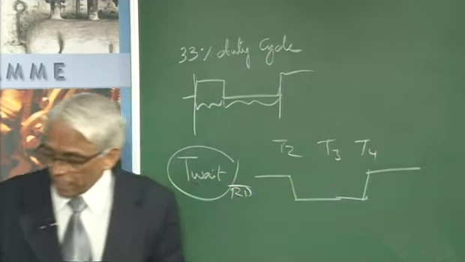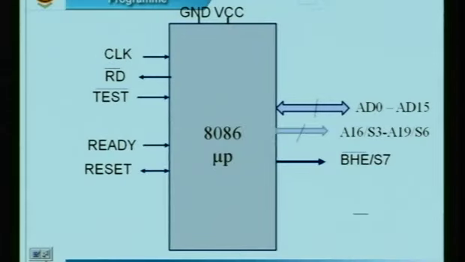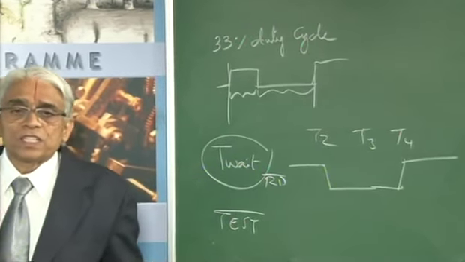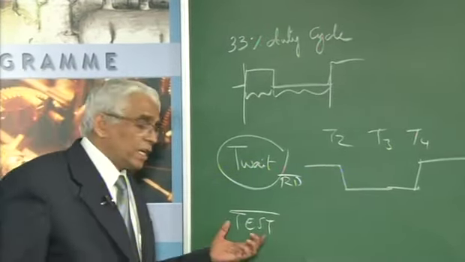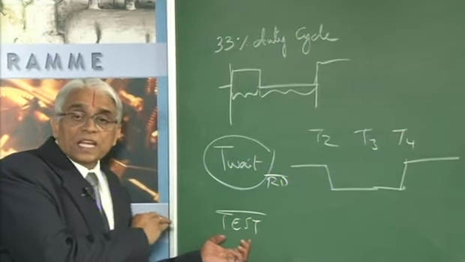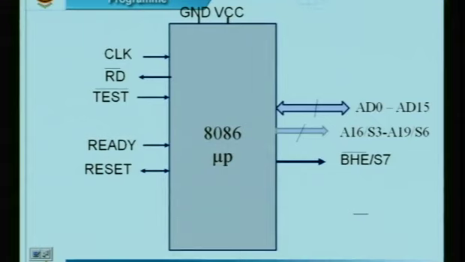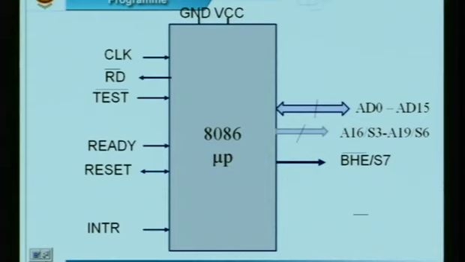We have a signal called as test bar signal. Test bar signal is being used to tell the external world, stating that the device is ready to perform the required operation. We will go into the details shortly about this test bar in the coming slides. I will explain to you in detail.